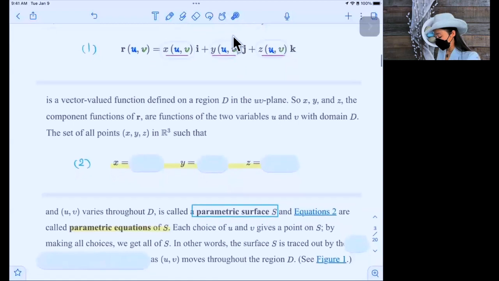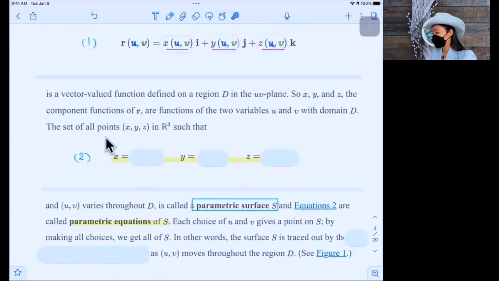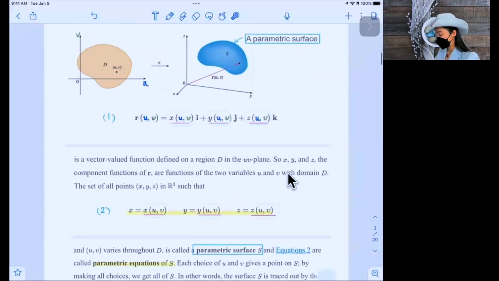X equal to what? What should I put over here, you think? The set of all points in R3 such that x equal to what? The x coordinate is x of u and v, a function of u and v, right? Y coordinate is a function of u and v. Z coordinate is a function of u and v. And then all those points, when you put them together, you're going to get the parametric surface. Okay? And here's an example.